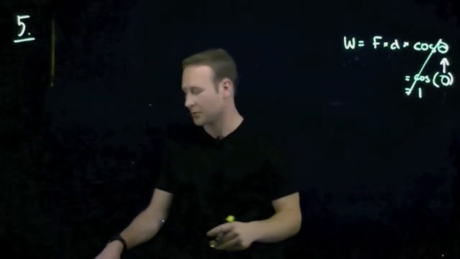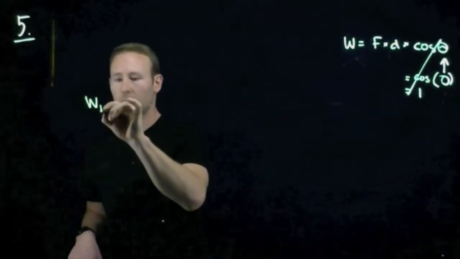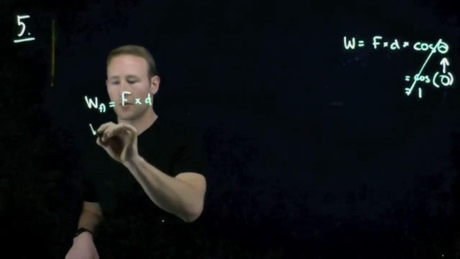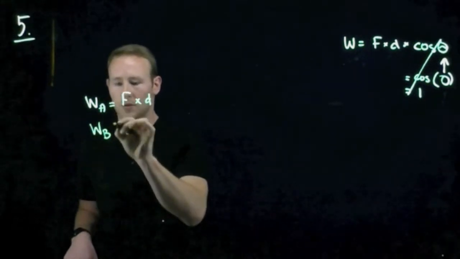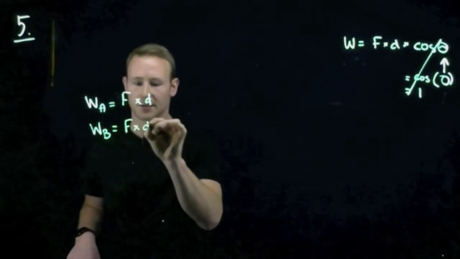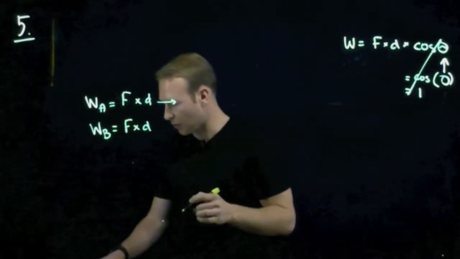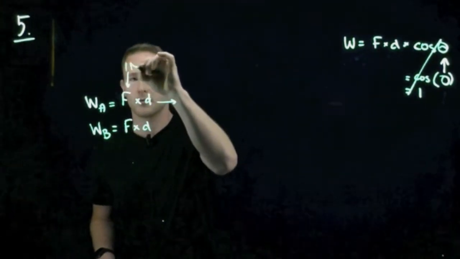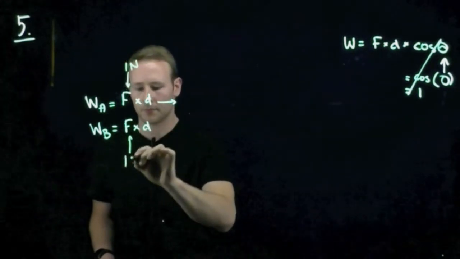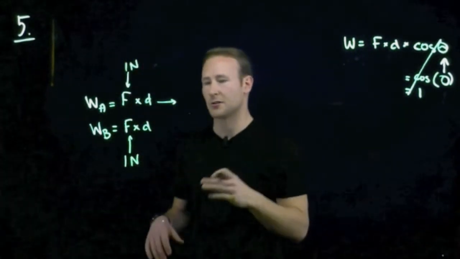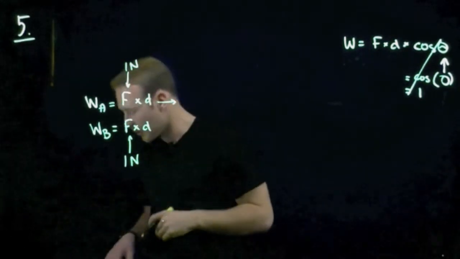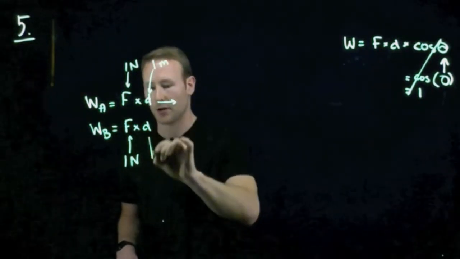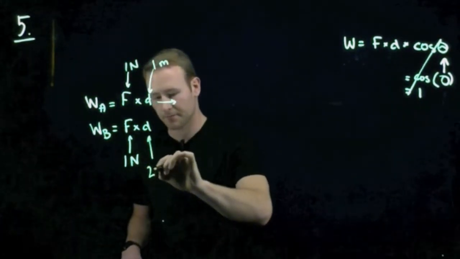So now when we actually look at the variables within the question, we're going to have work on block A is force times distance. And we're going to have work on block B, which is also equal to force times distance. So we see that the force exerted on each block in both scenarios is equal to 1 Newton. And the only part that the two equations are actually going to vary from one another is the distance term. So with block A, we see that it's pushed for a distance of 1 meter. And block B, we see it's pushed for a distance of 2 meters.